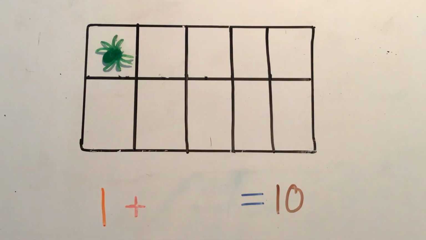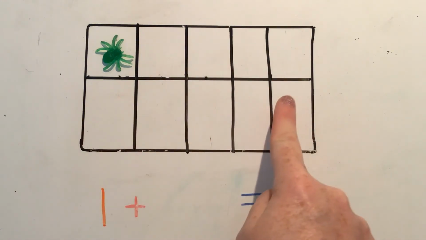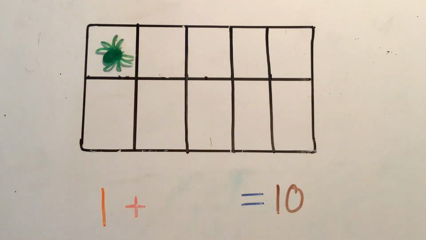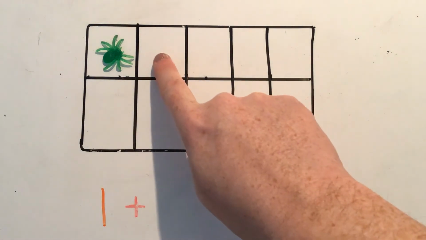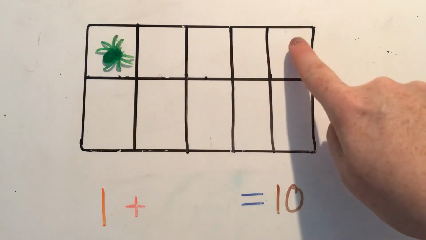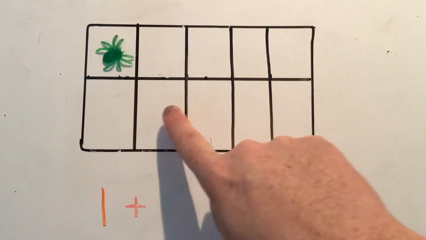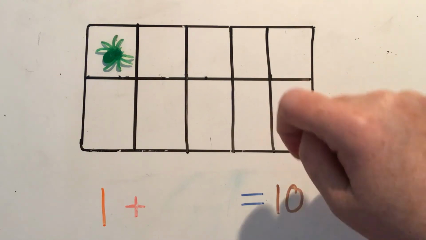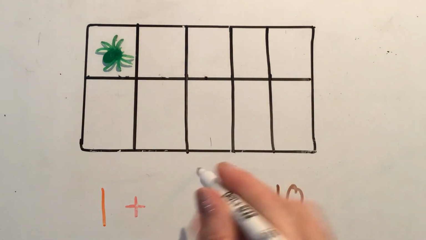I have 1. And now in this area, we're going to see how many more spiders we would need to fill up our tens frame. So we already have 1. I don't need to count that. I need to count the empty areas in our tens frame. 1, 2, 3, 4, 5, 6, 7, 8, 9. So I would need 9 more spiders to fill up our tens frame.